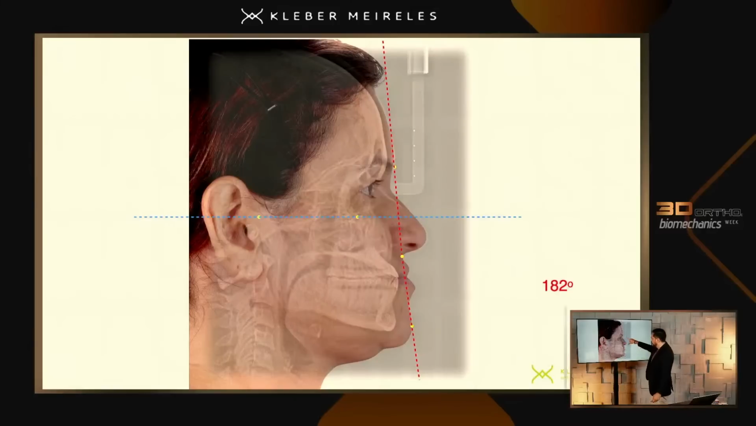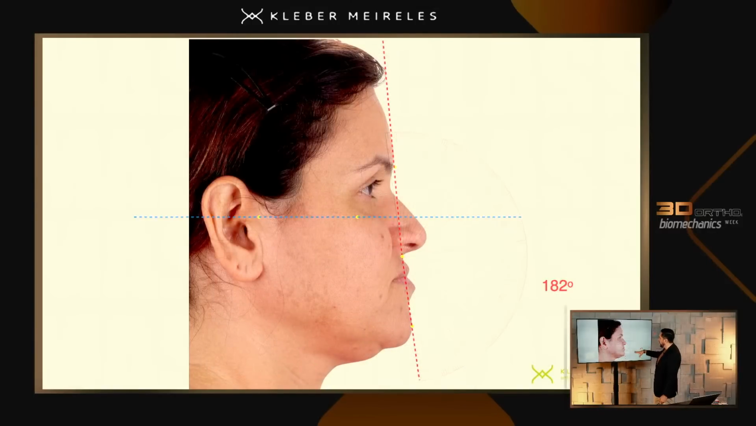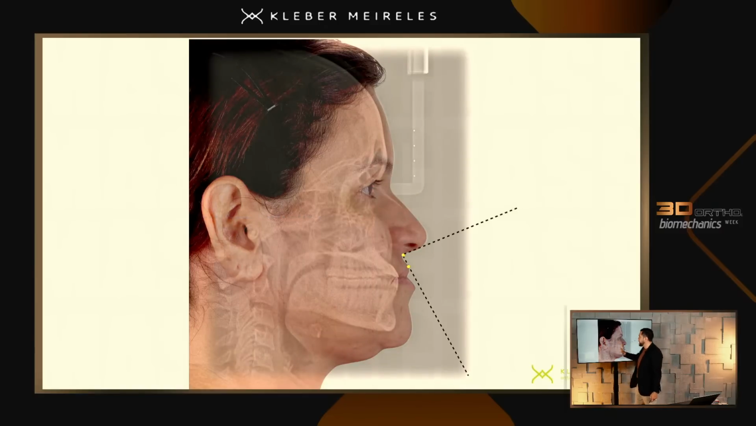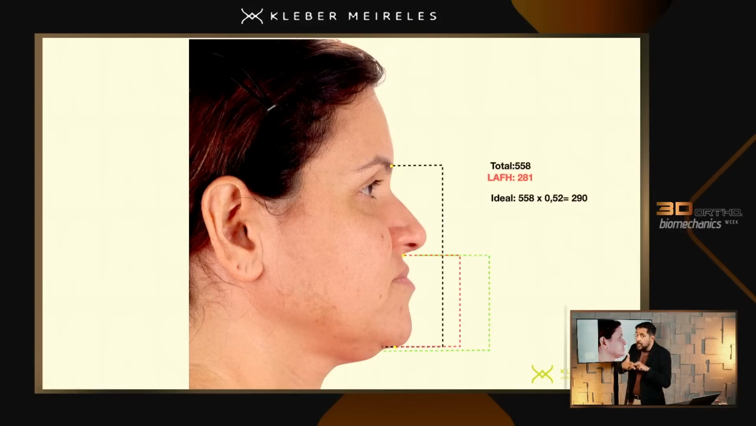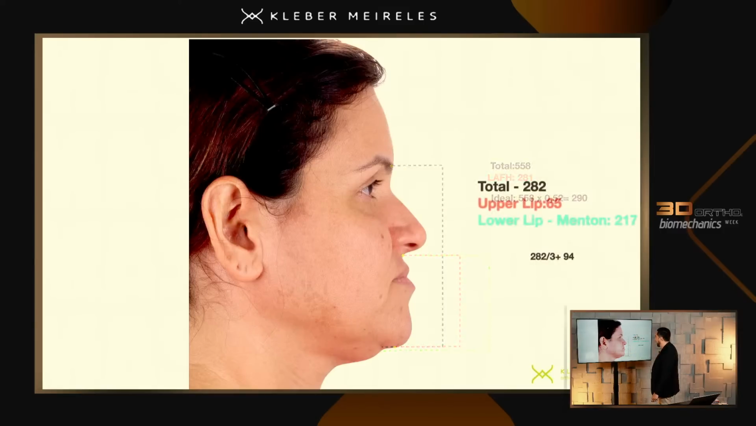Okay, that's a concave profile. The concave profile here, 182 degrees. We have maxillary deficiency. We have this nasolabial angle very acute. Why? Not because of maxillary protrusion. You know, this is because of the compensation of the upper incisors, giving them more inclination, and this is going to affect the nasolabial angle this way. It's not good. We have the lower anterior face height decrease when we compare with the total anterior face height.